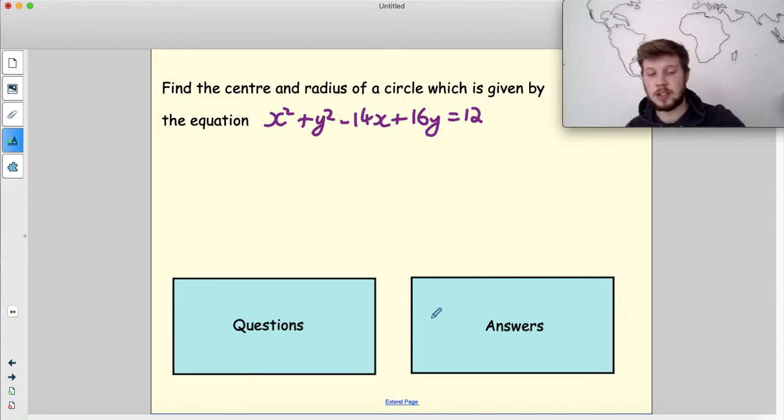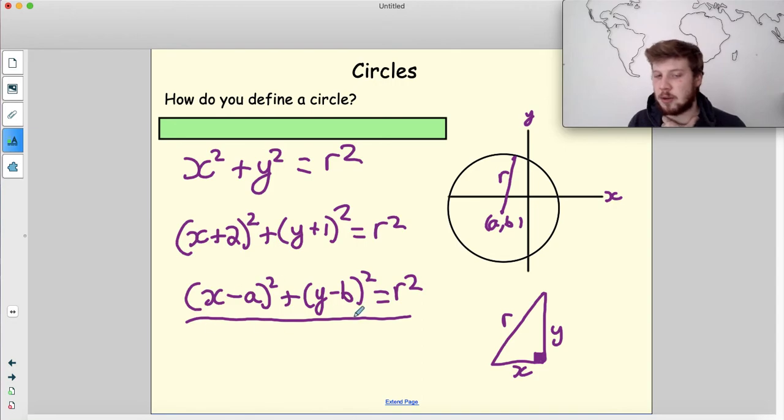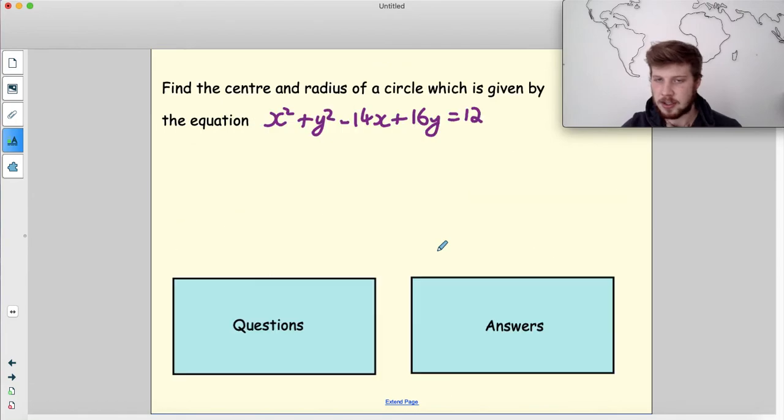So quite often in an A-level exam, they will give you the equation of a circle, however, it won't be in the standard form, and we still need to be able to pick out the radius and the centre point from it. So find the centre and the radius of a circle, which is given by the equation x squared plus y squared subtract 14x plus 16y equals 12. So I know I want to write this into this form because that will be incredibly easy for me to just pick out my a and my b and also my radius.